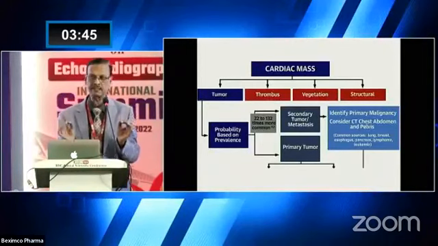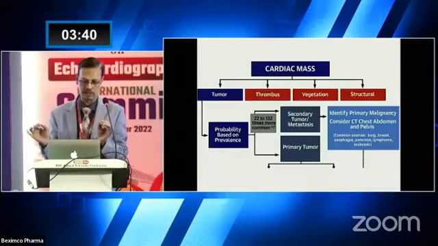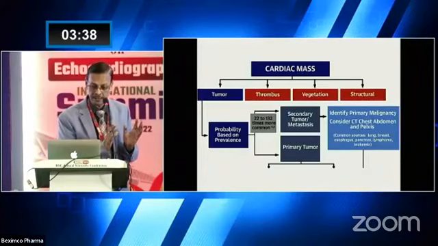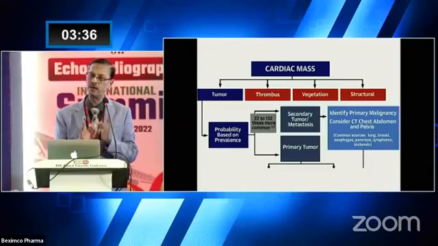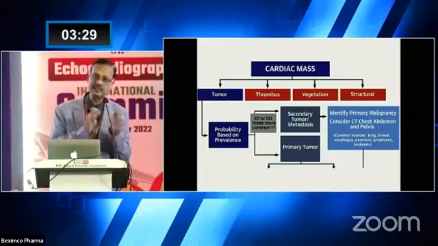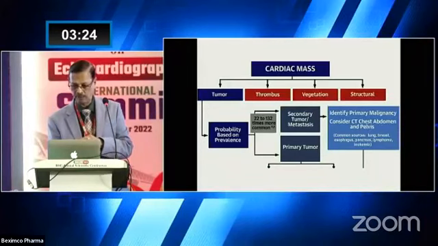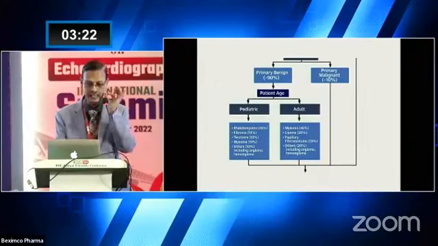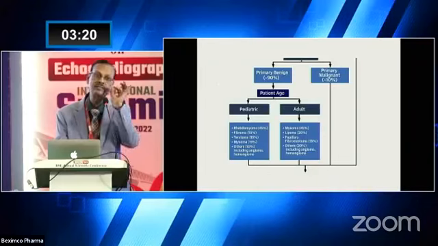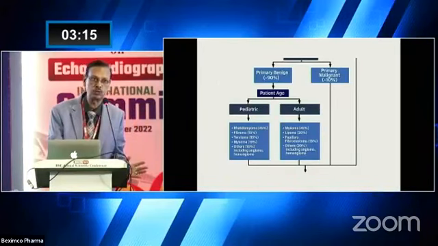So any cardiac mass could be a tumor, a thrombus, a vegetation, or a structural abnormality. The probability is based on the prevalence. Know whether it is a secondary tumor or a primary tumor. If it is secondary, then identify the primary malignancy, and consider CT of the chest, abdomen, pelvis, wherever you want to do. Now, if it is a primary tumor, 90% are benign; consider the patient's age. If it is a pediatric population, one subset of tumors. If it is an adult population, another subset of tumors.